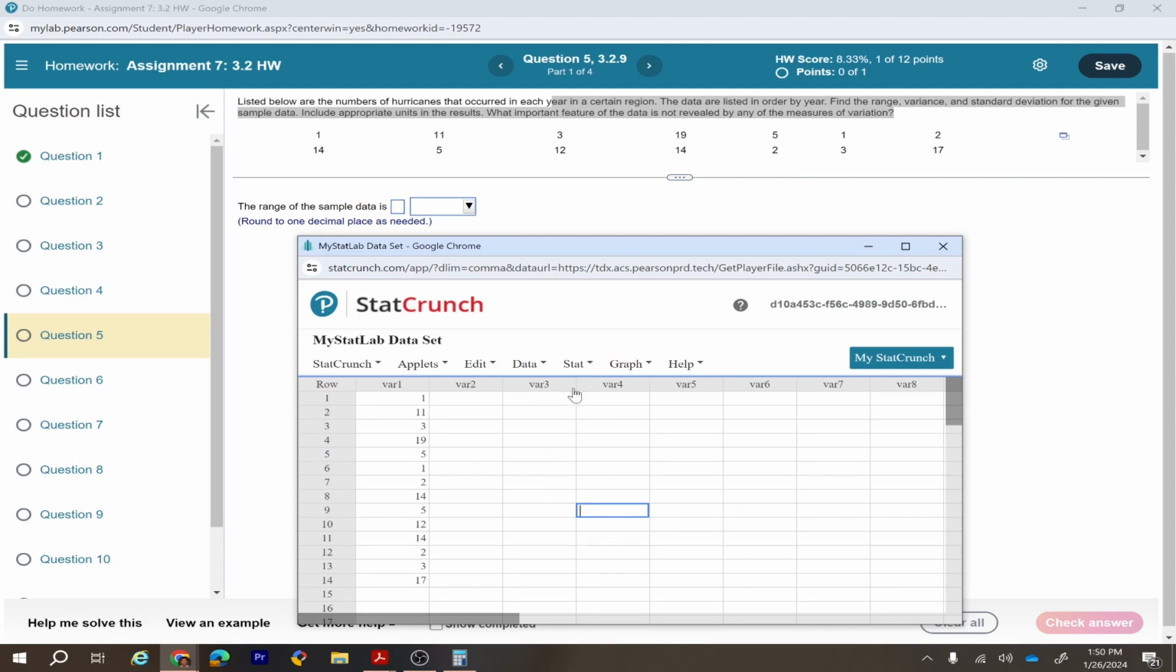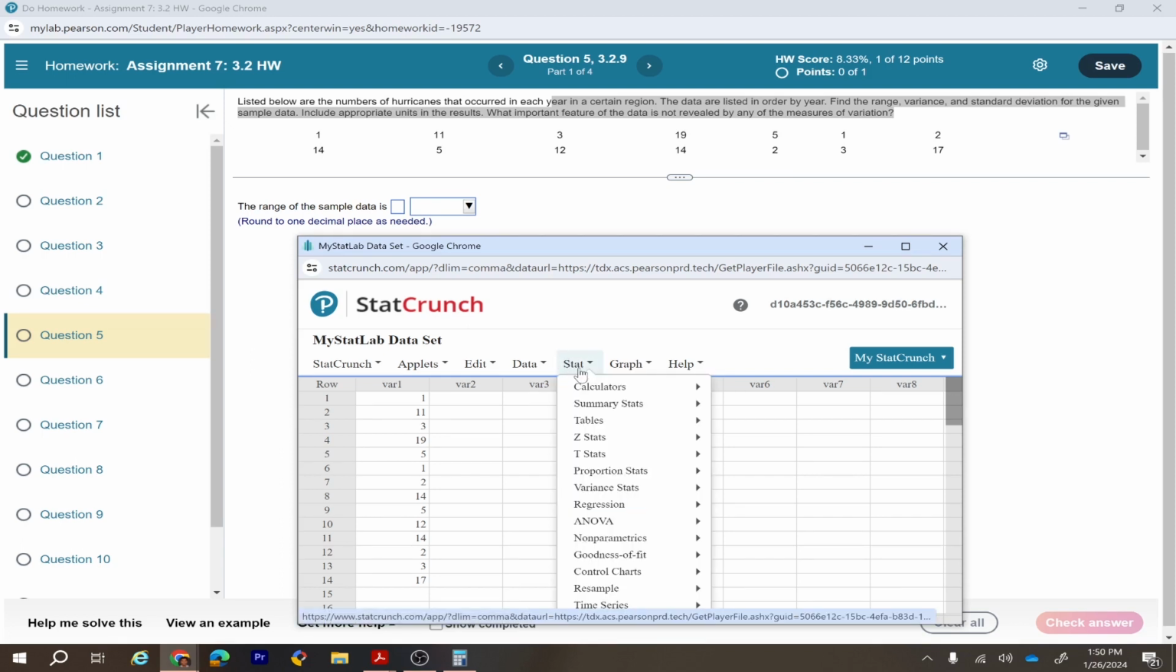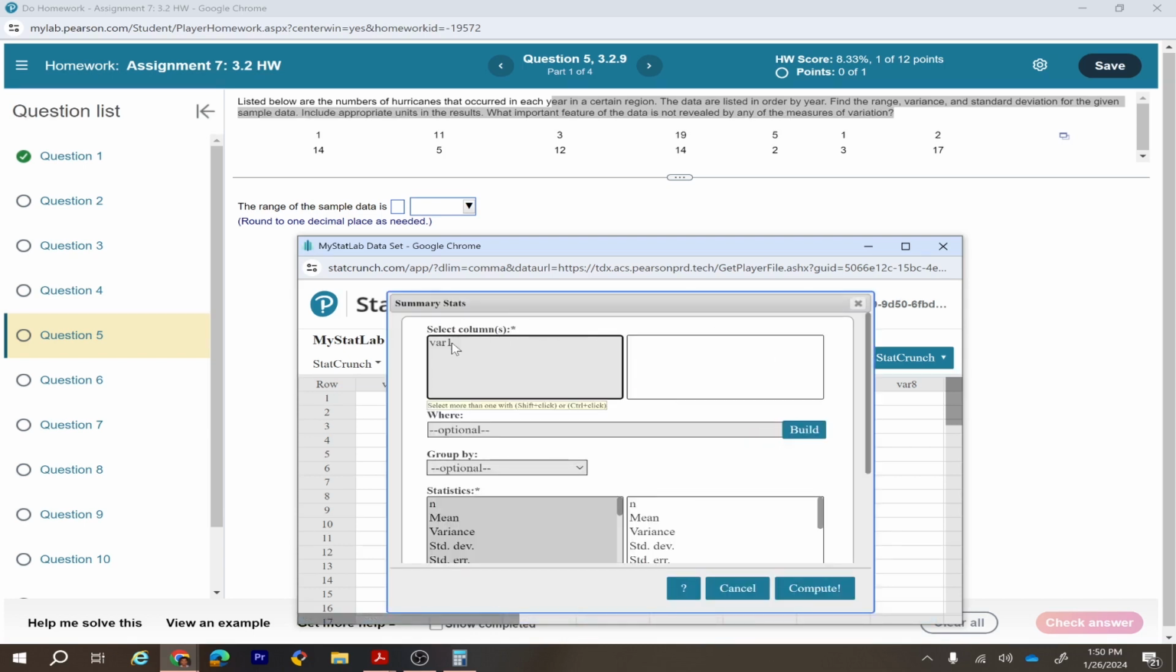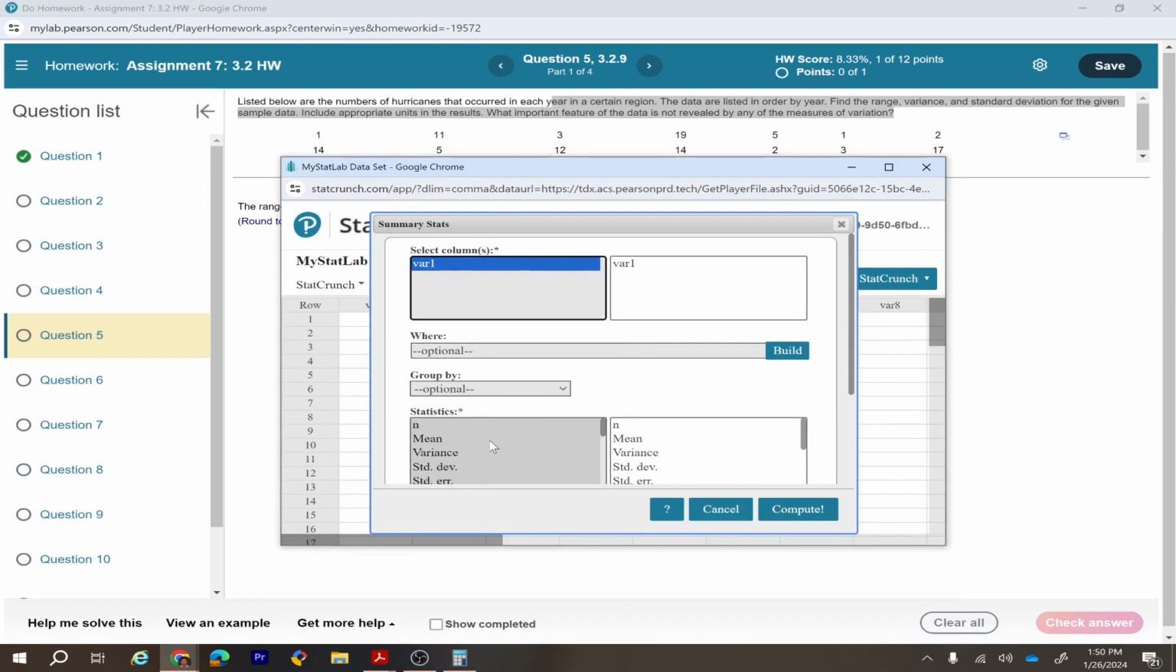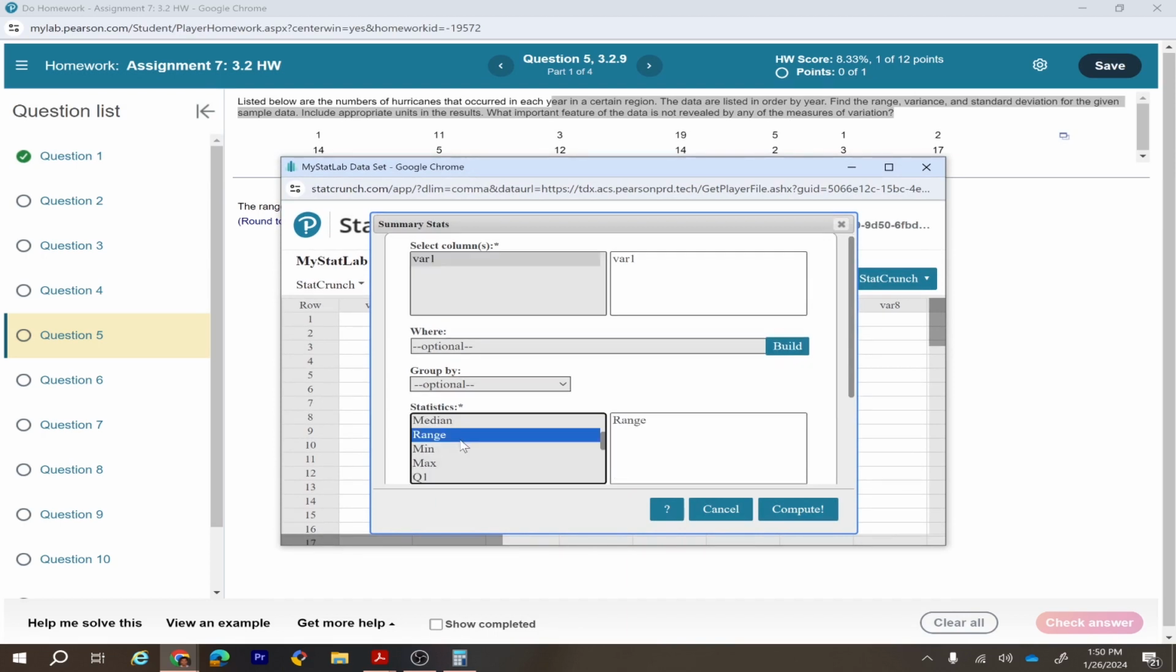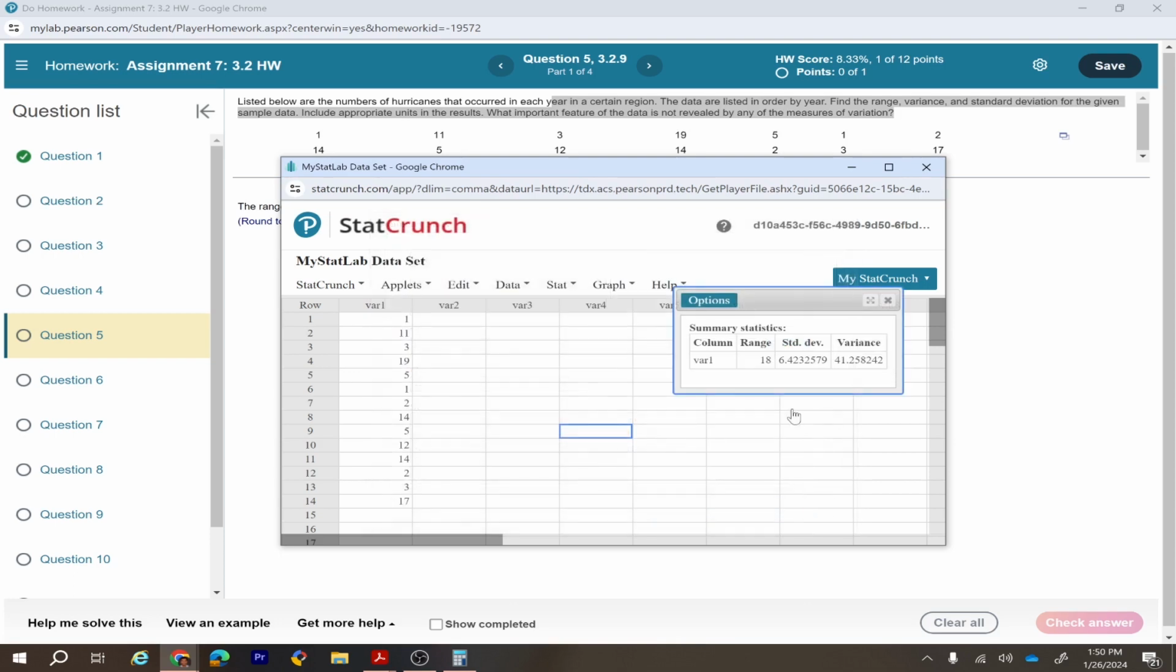So what do you do? You just go to Stat, go to Summary Stats, go to Columns, and there is only one column this time, which is variable 1. Go here under Statistics, and you can find the functions you are looking for. We're looking for range, and now standard deviation. So just hold the control key and select standard deviation, and then variance, control key again and variance. If you hit compute, it's going to give you the range, standard deviation, and variance.